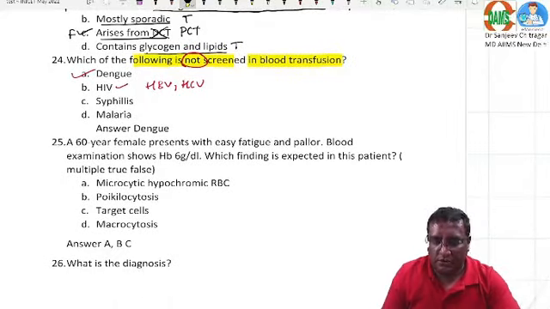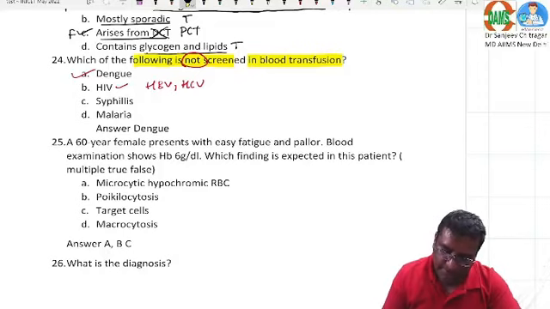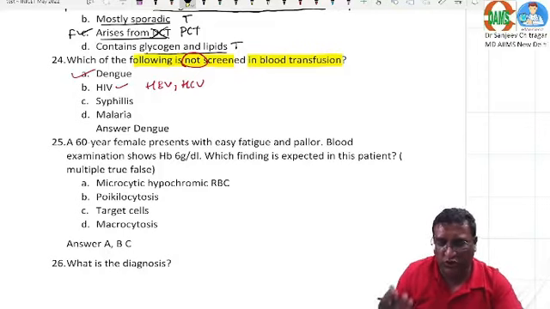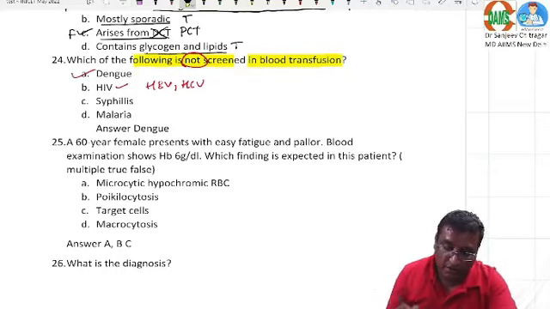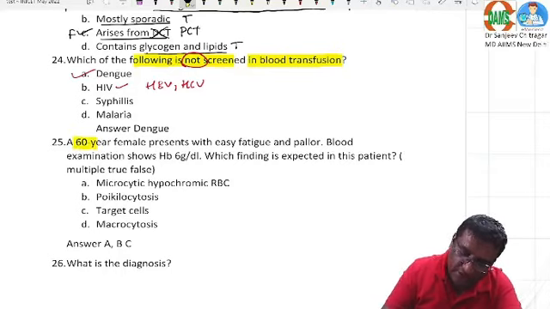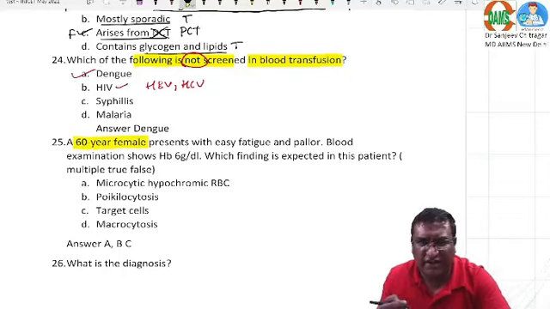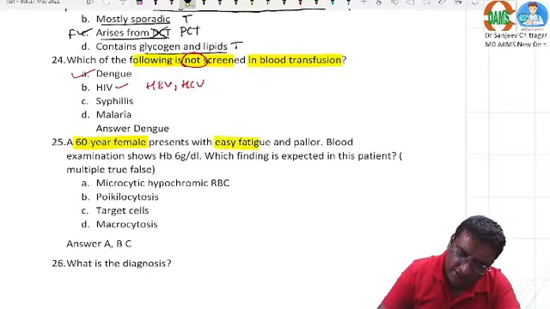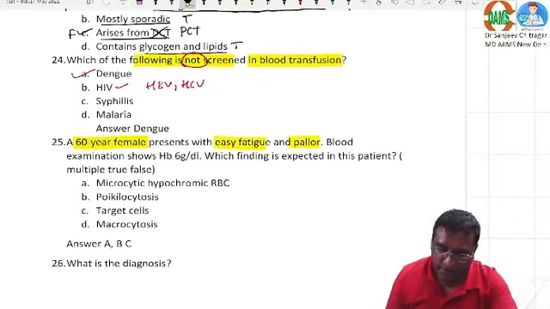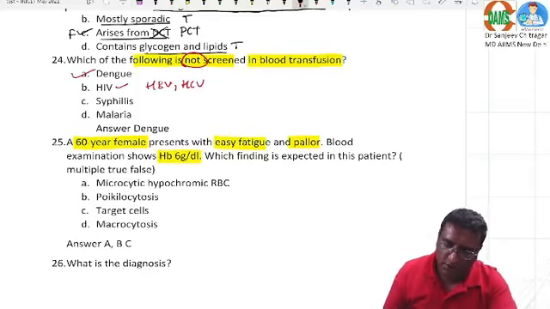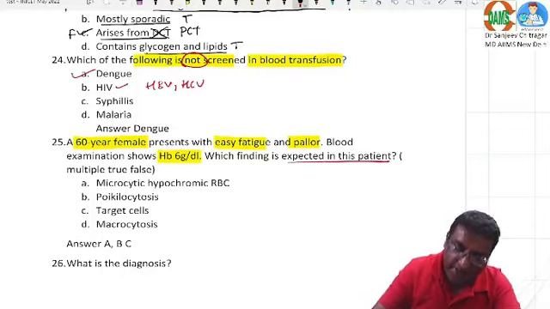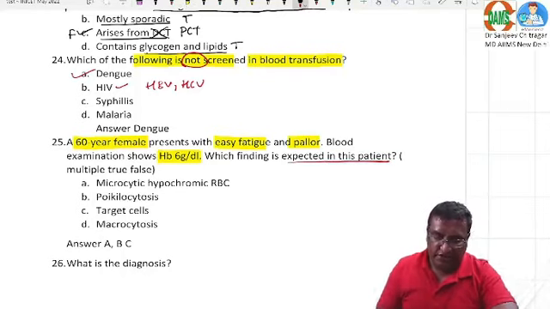Next, this little bit I want to know anyway. Doesn't matter much with the history. Any other history, if it was missing, then I don't know. 60-year female, age I am not very clear, some people said 50, I guess. Presents with easy fatigue and pallor. Blood examination, hemoglobin 6 gram per deciliter. So which of the following is expected? And I hope there is no other history given in this.